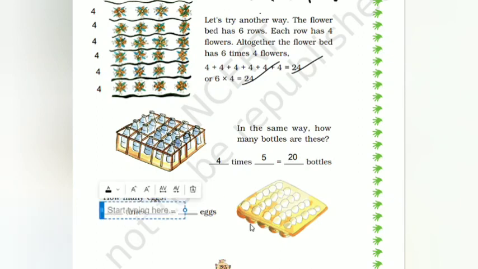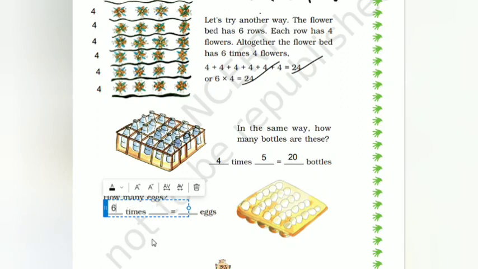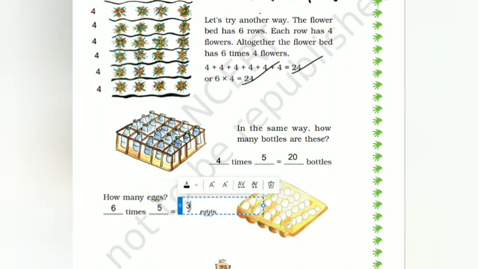Same way, how many eggs? See here. Here we are having how many rows? 1, 2, 3, 4, 5, 6 rows are there. So 6 times. Then here 5. 6 times 5 what will give? 30 eggs we will get. Okay. So how many are there in this? Row wise, there are 6 rows. Here, column wise, see 5 columns. So 6 into 5 will give 30.